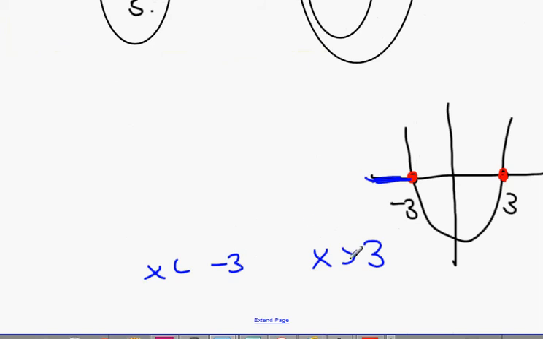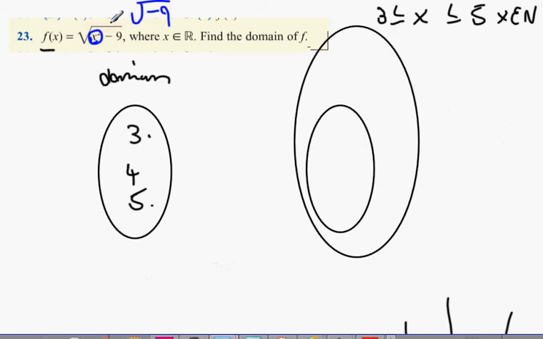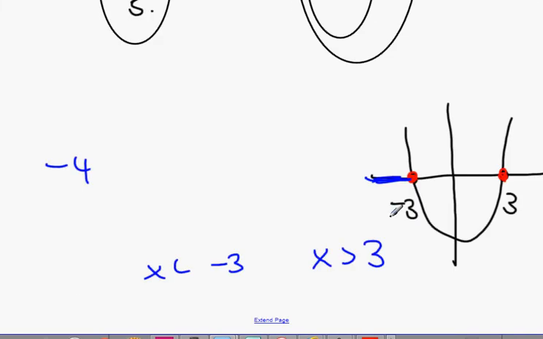Pick a number outside the region. For example, pick the number minus 4. Will minus 4 produce a positive number? Minus 4 squared is what? 16 minus 9? 7. Positive number. Pick a number bigger than 3. 4 again. Once again, 16 minus 9, root 7. So that's how we answer that question. It's a unique question in this chapter, but nonetheless a very valid question.